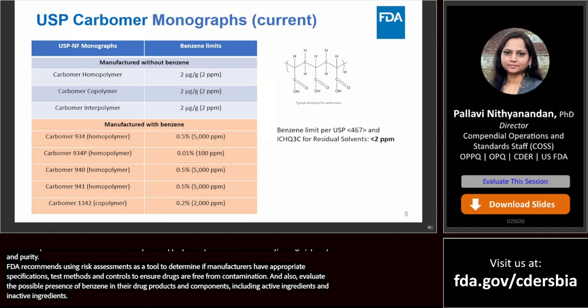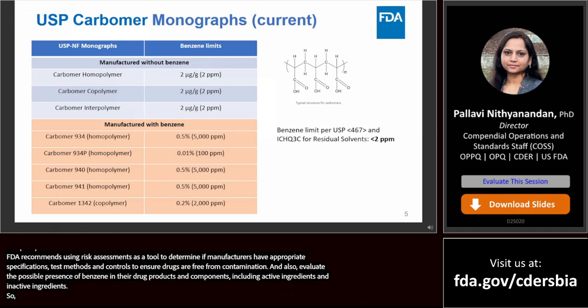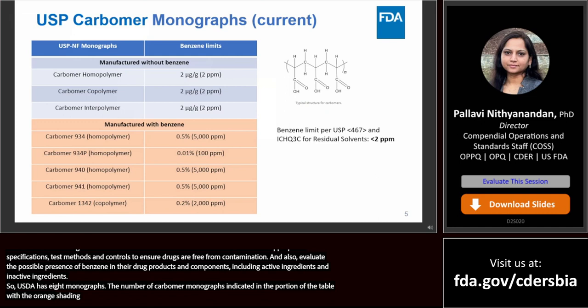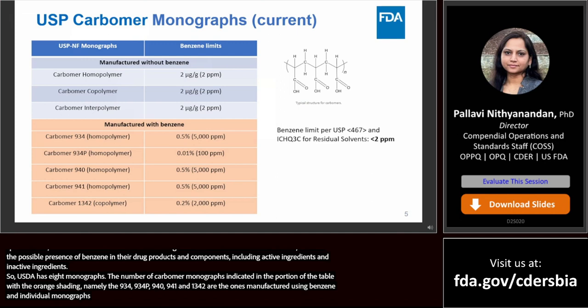So USP-NF currently has 8 monographs for various grades of carbomers. The numbered carbomer monographs indicated in the portion of the table with the orange shading, which is namely the 934, 934P, 940, 941, and the 1342, are the ones which are manufactured using benzene, and the individual monographs have benzene limits that significantly exceed 2 ppm as compared to the other 3 grades of the carbomers.